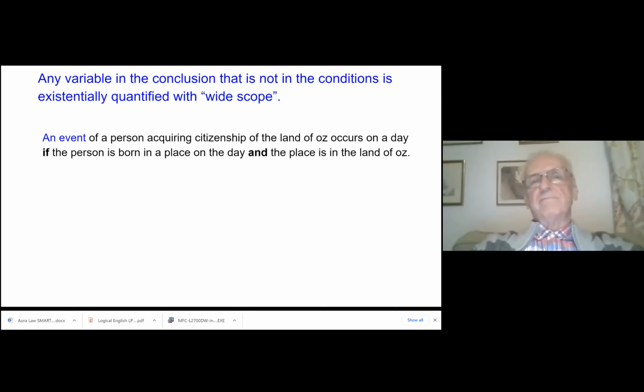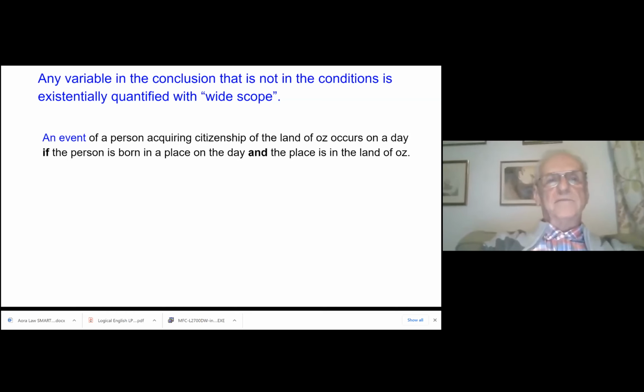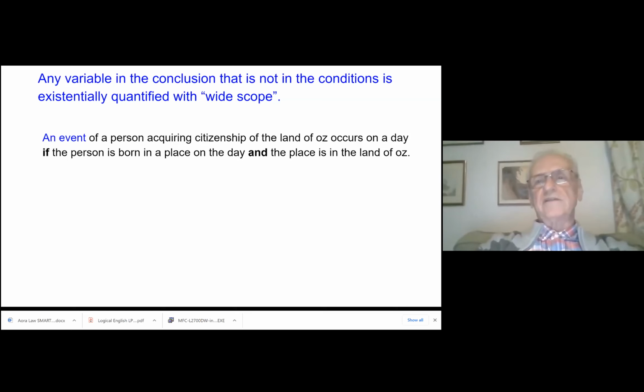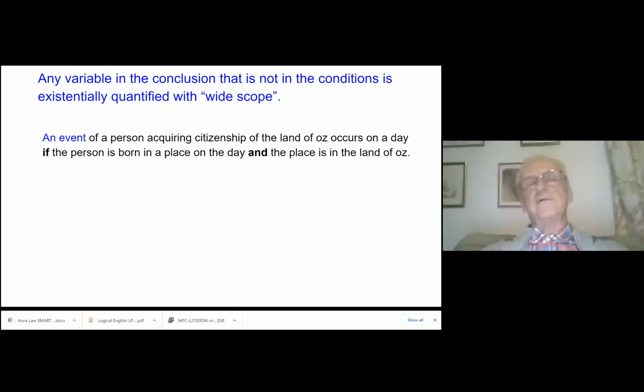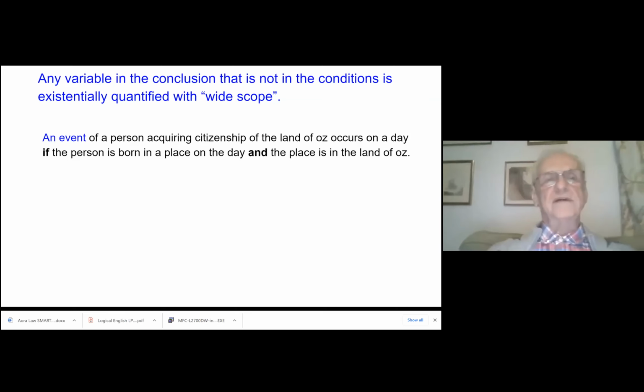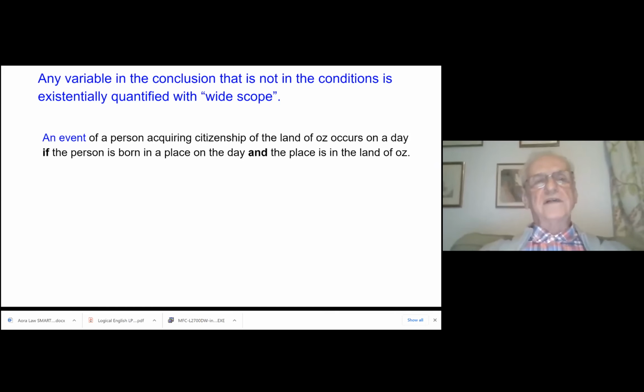Just like in existential Datalog, for example, if you have a variable in the conclusion of a clause which is not in the conditions of the clause, then it's existentially quantified. For example, an event of a person acquiring citizenship of the land of Oz occurs on a day, and these are all variables and of type. So we have a variable, say, E of type event, a variable for person of type person. So these are all implicit. And when we compile this into a logic programming language, these variables would become apparent.